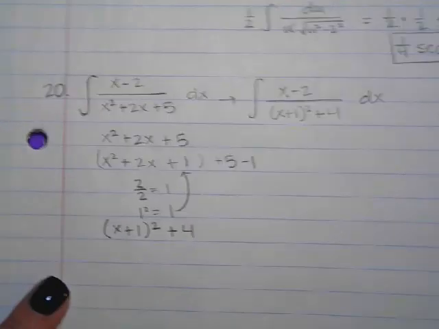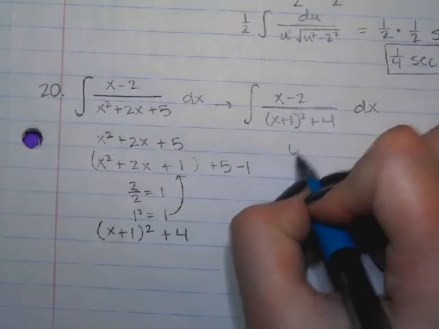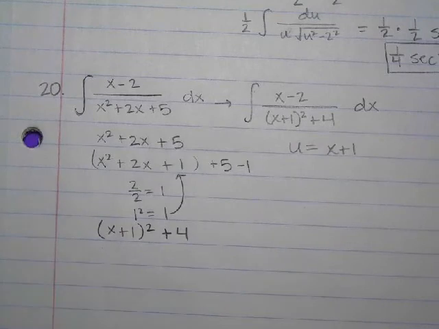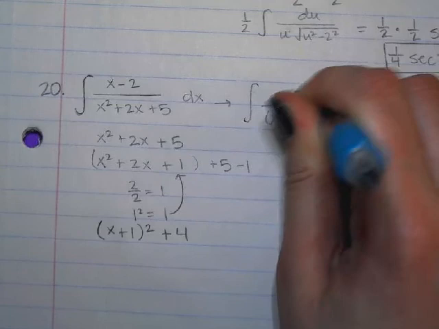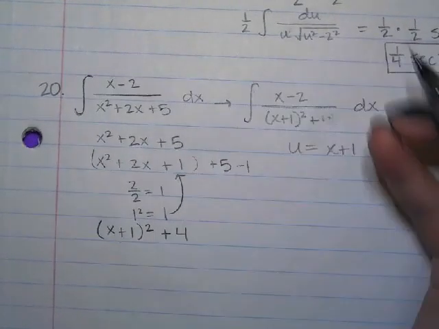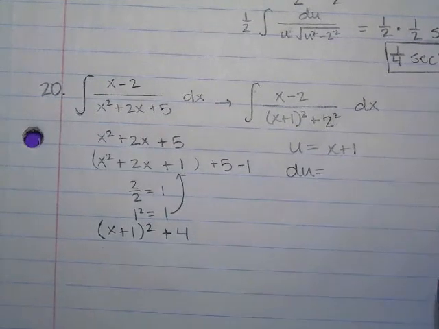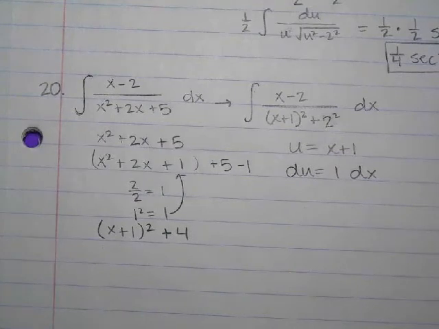All right, so what is your u? x plus 1. And actually, instead of writing plus 4, what should I probably be writing instead? Plus 2 squared. Okay. Derivative of u is 1 dx. So if we compare it to the yellow sheet, what do we have? 16, 17, or 18? It's 17.